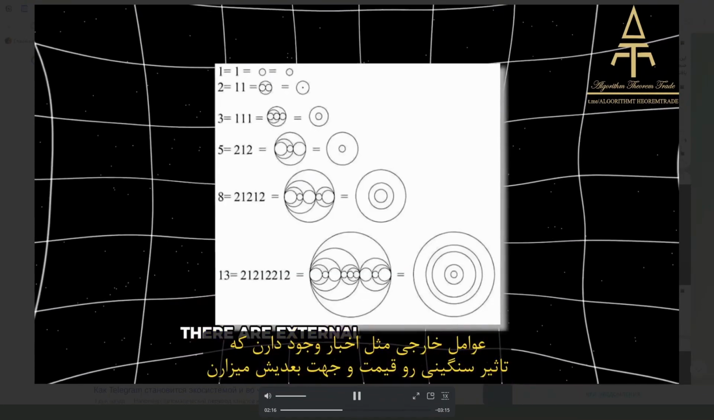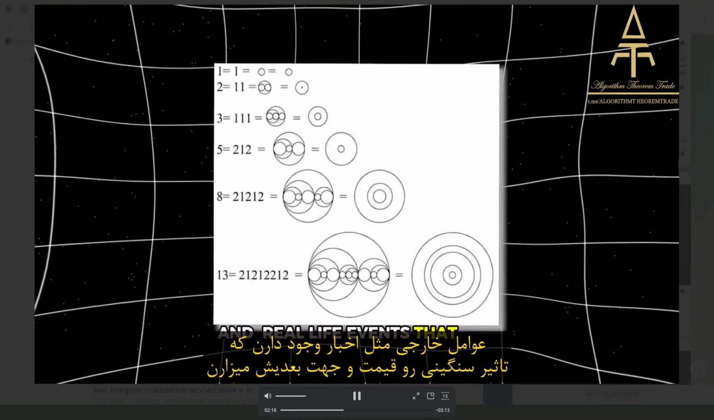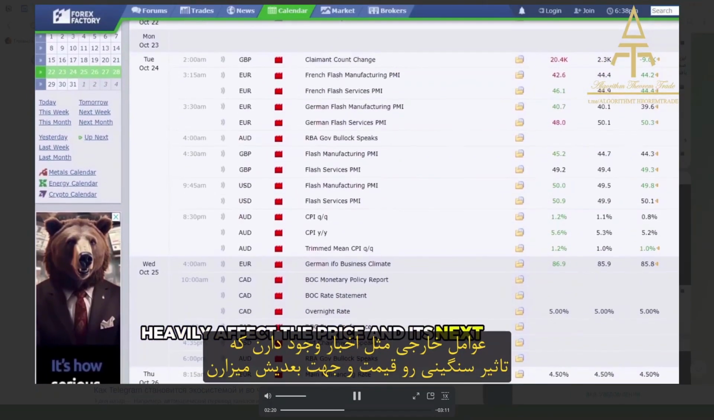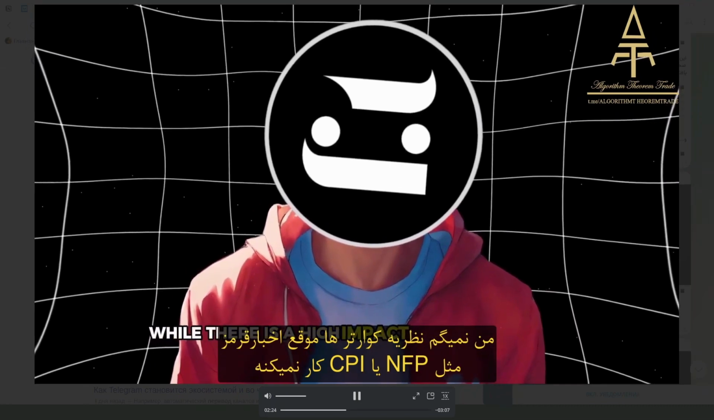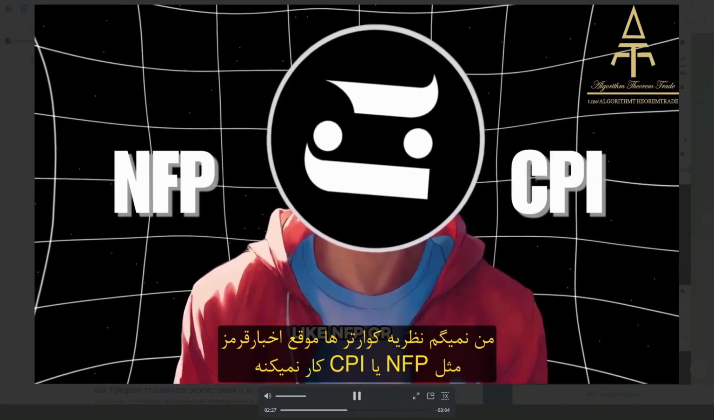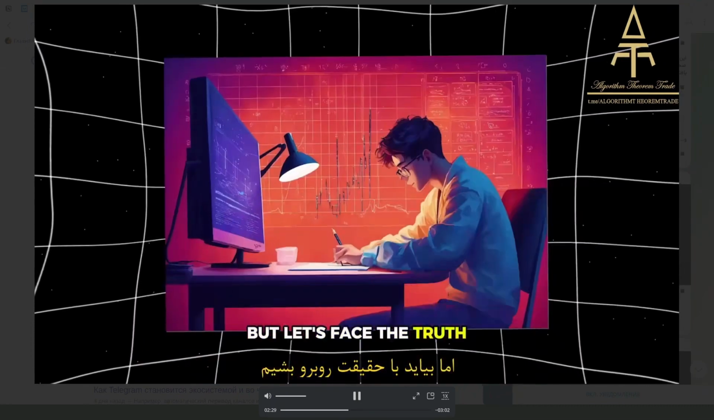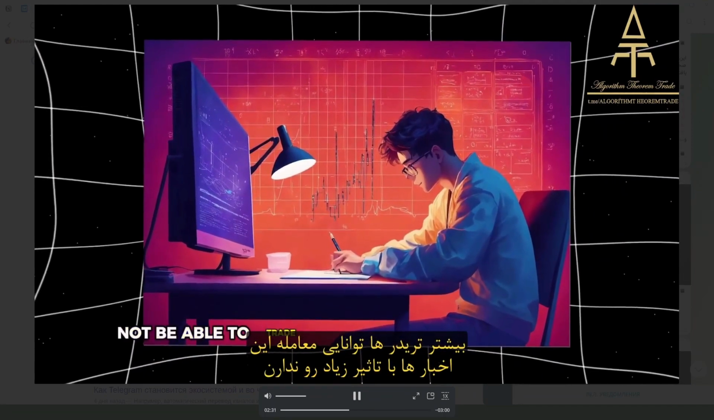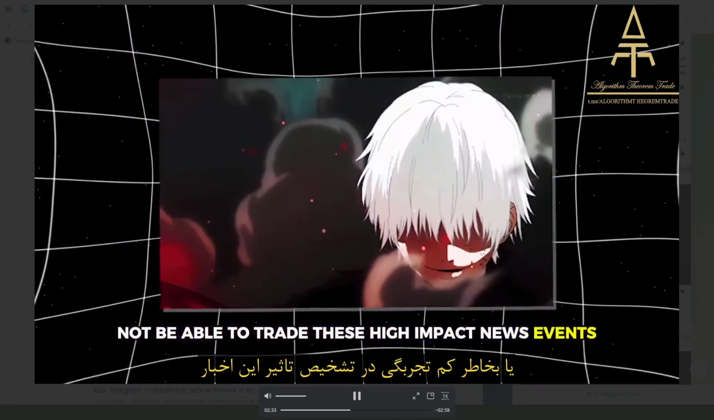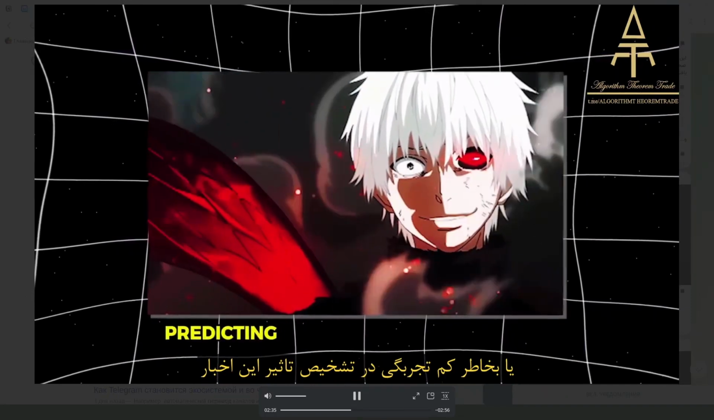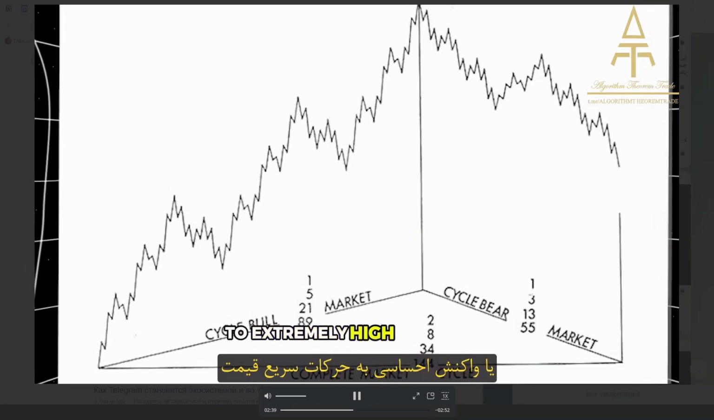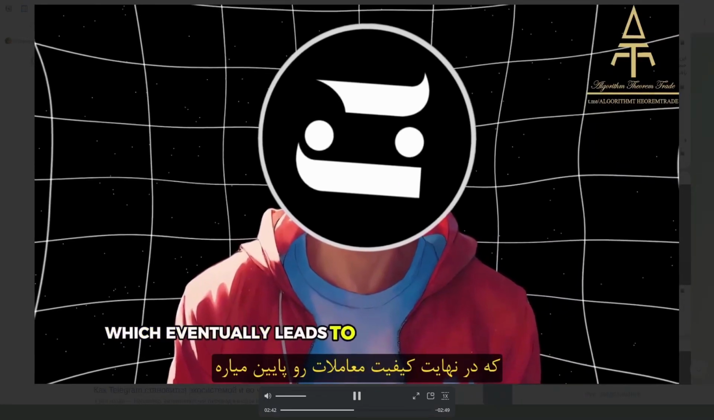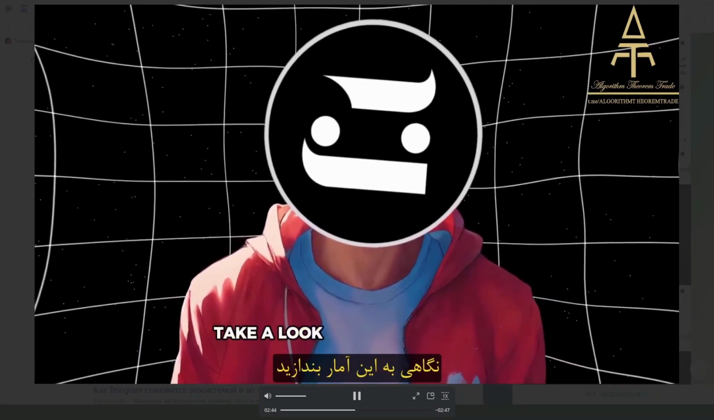But as I've already said, you can never be 100% certain what price is going to do. There are external factors like news and real-life events that can heavily affect the price and its next direction. I'm not saying that Quarterly Theory cannot work while there's a high-impact red folder news like NFP or CPI, but let's face the truth. Most traders will not be able to trade these high-impact news events, either because of their lack of experience predicting the outcome of these events, or their emotional reaction to extremely high volatility, which eventually leads to poor trading performance.